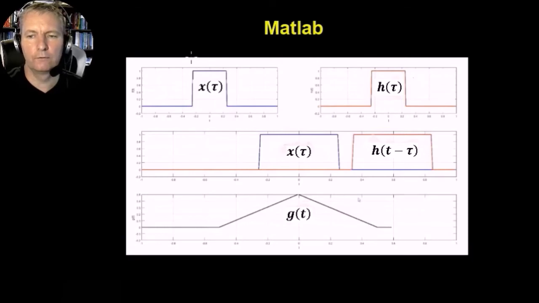So we're going to convolve these two functions here, x of tau and h of tau. So we form the h of t minus tau, multiply it by our x of tau, and then when we integrate it from minus infinity to infinity, we get this little triangular function g of t. So let's go and we'll see that in MATLAB.